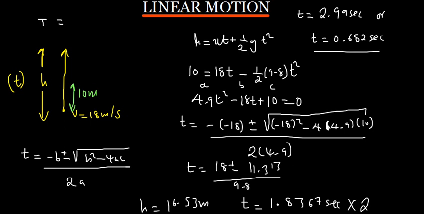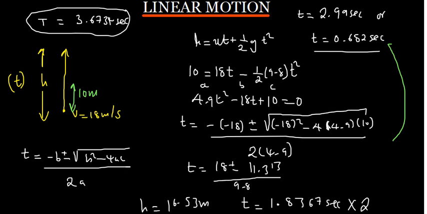1.8367 multiplied by 2. Sorry, let me just do that again. 1.8367 times 2 is going to give us 3.6734 seconds. So this is the time of flight. Now the question I want you to answer is: why is it that we have found 2 times here?